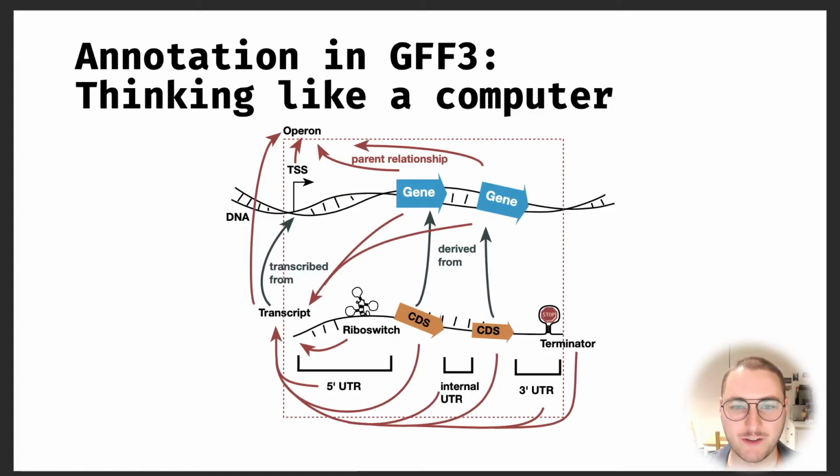To understand the GFF file, it might help to think like a computer, sequentially in the steps of transcription. A start site gives rise to a transcript, and the RNA molecule contains structures such as a riboswitch and the termination structure. The coding sequences are derived from genomic locations on the DNA. On an operon organization level, it can occur that multiple genes are located within the same operon. With these relationships in mind, I hope you can use the GFF file in your research.